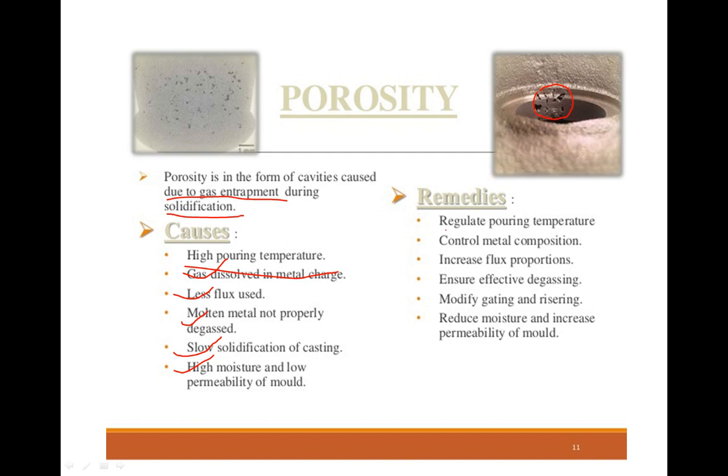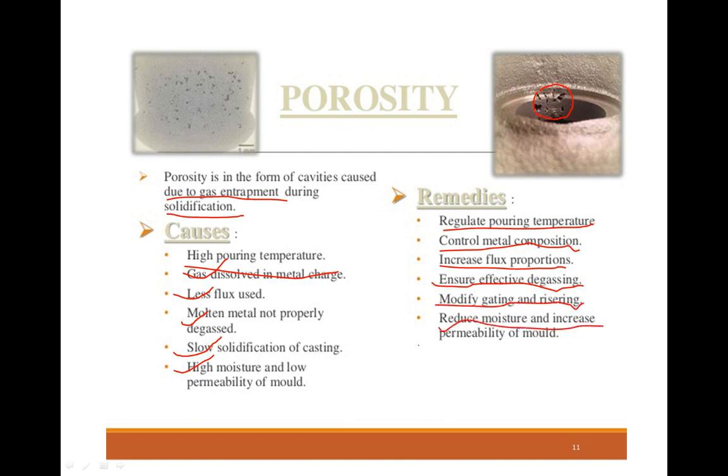So what are the remedies? Regulate the pouring temperature of the molten metal. Control the metal composition. The properties of the metal should be controlled. Increase flux. This flux is also responsible for removing the gases. Ensure effective degassing. Modify cleaning and drying.